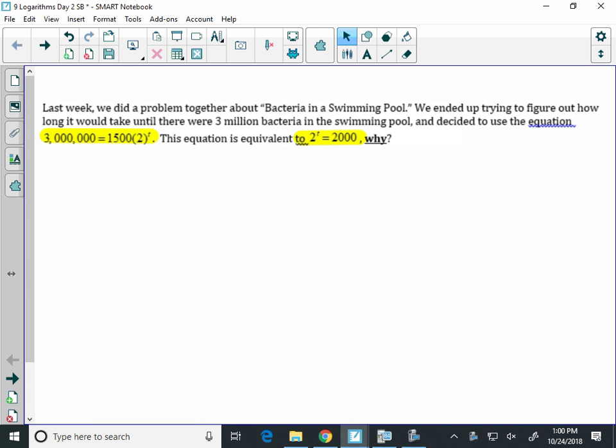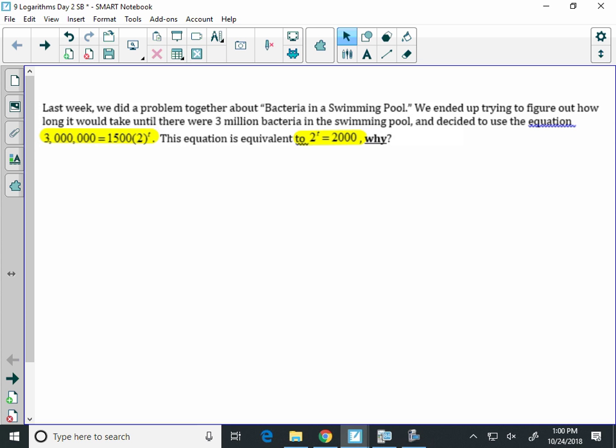So before we move on, let's review some exponential modeling here. What does that 1,500 mean in terms of the bacteria? That was the starting amount. So we started with 1,500 bacteria, and what does the 2 mean in terms of that? It doubled. So the number of bacteria doubled every hour, and our job was to figure out how long until we got to 3 million.